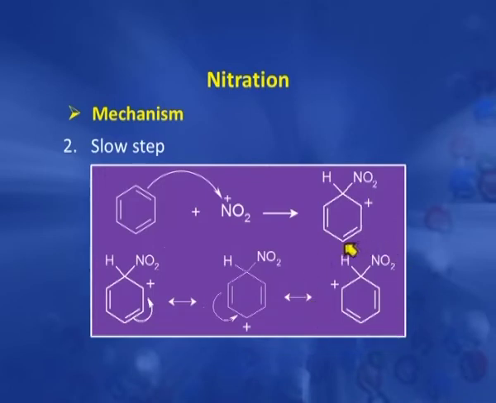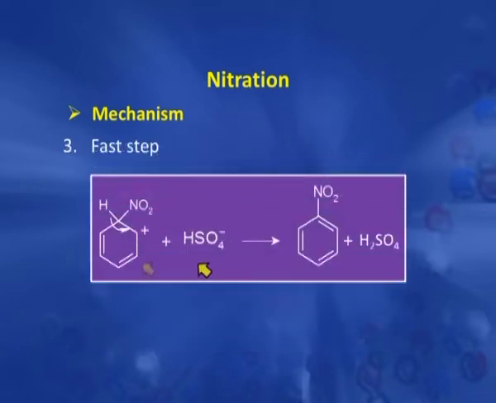So, again this is the first step and it is a slow step. So, there is a slow attack of this electrophile on benzene and in the second step, which is a fast step, there is a removal of this H plus with the help of this base HSO4 minus and it produces nitrobenzene and sulfuric acid.